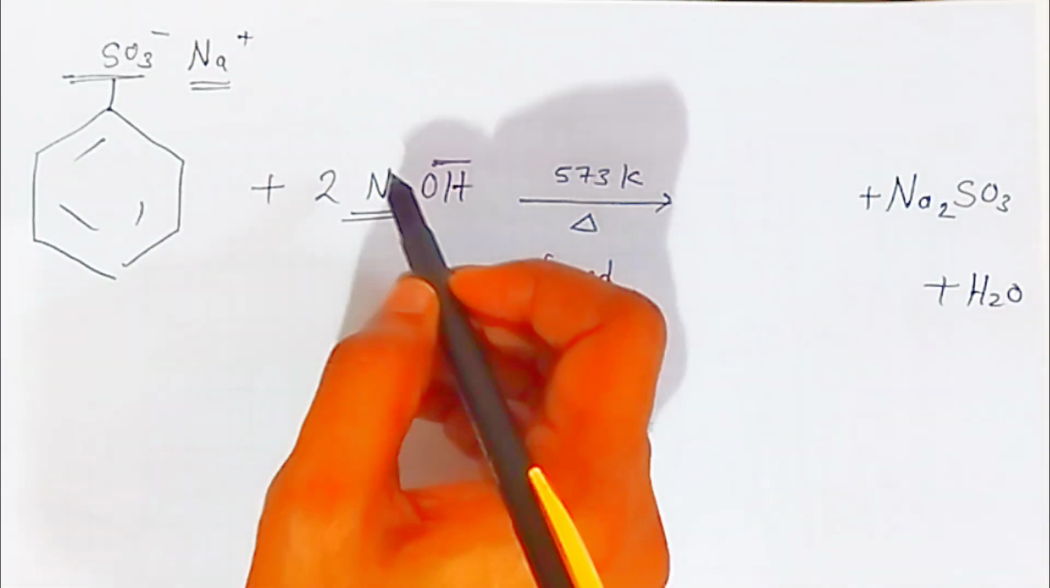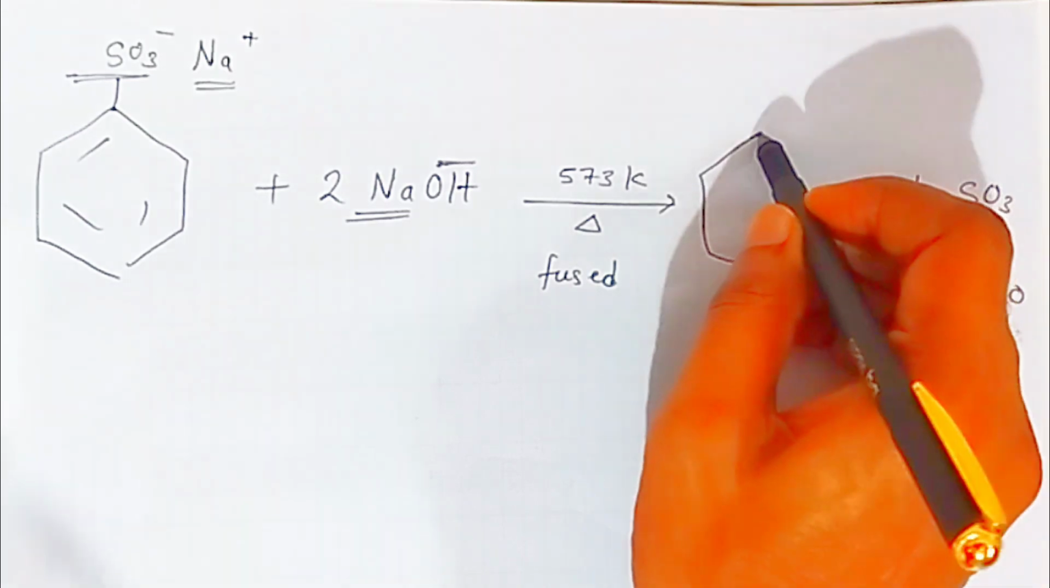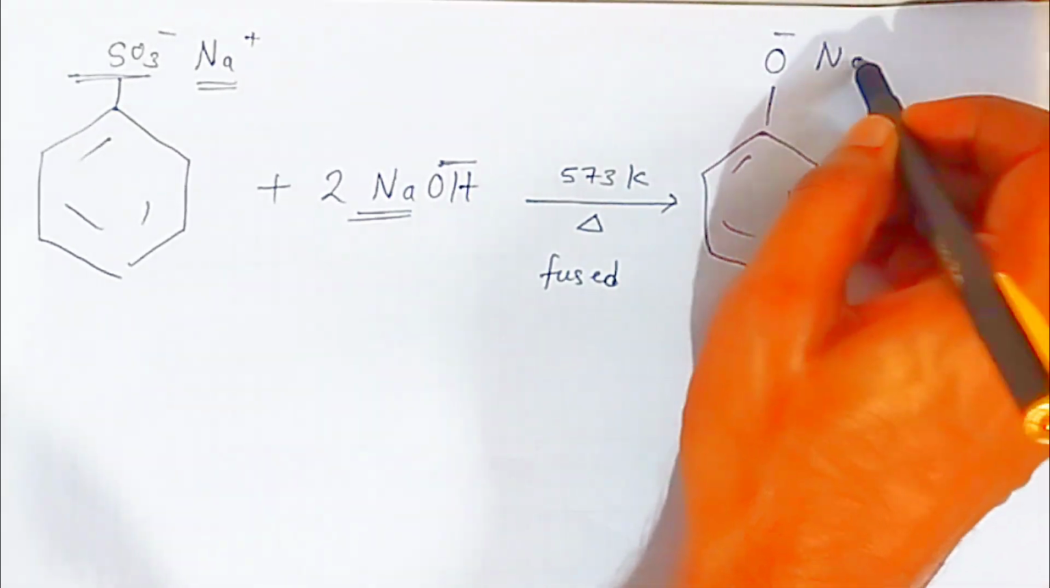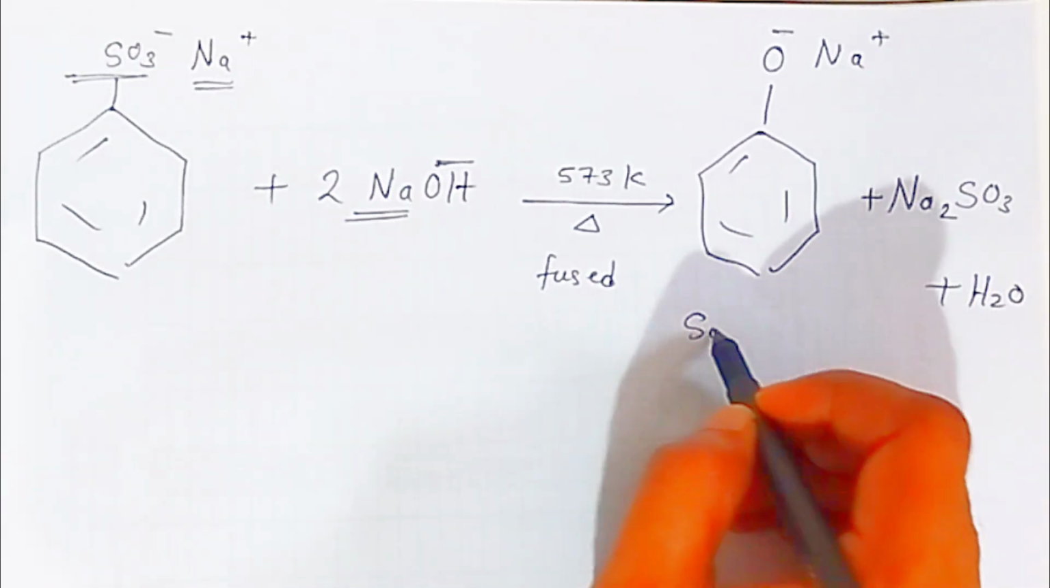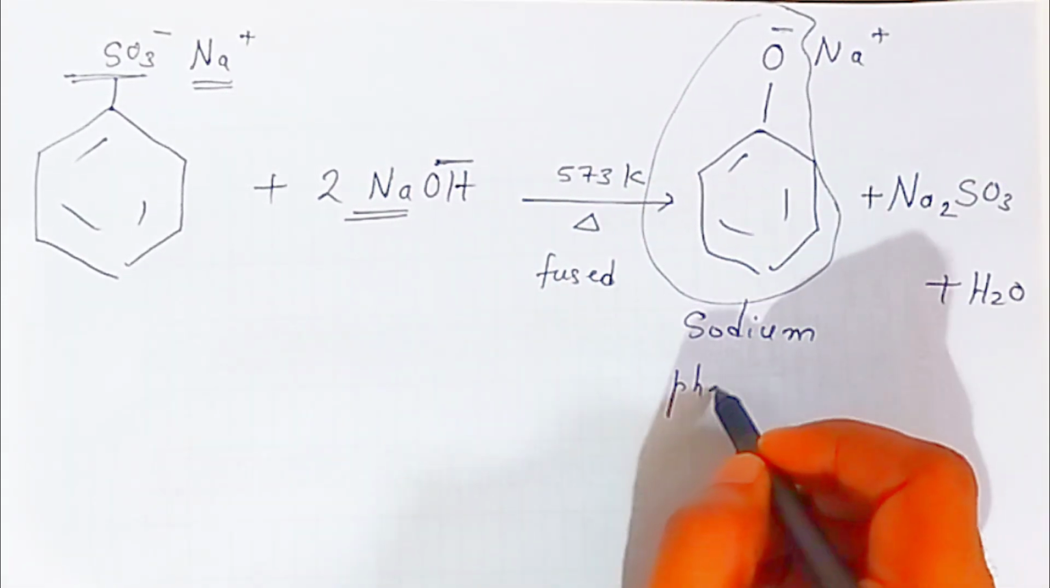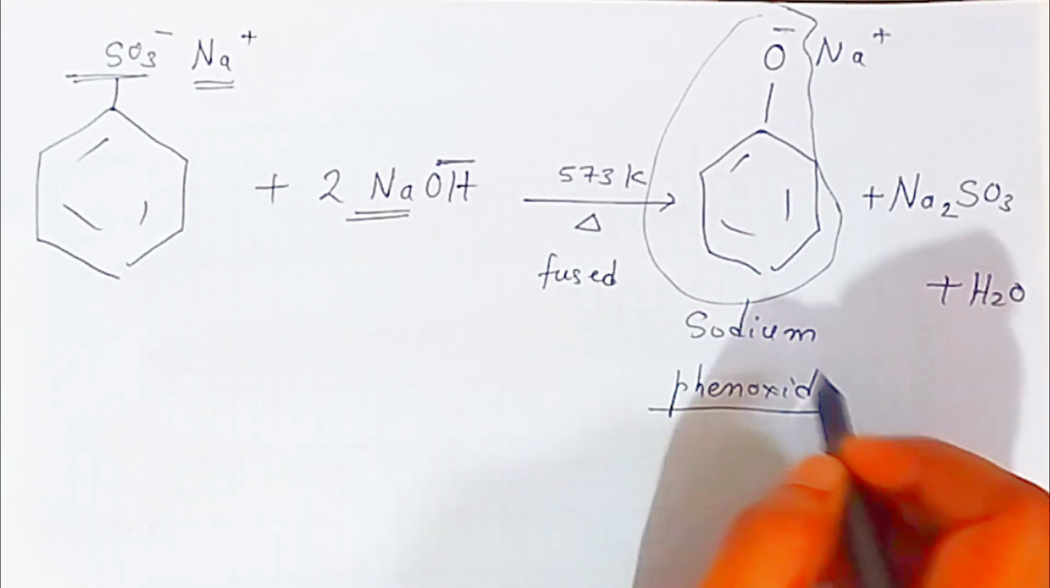Now what is remaining? Only one sodium is remaining, students. Now it will form sodium phenoxide like this. So the oxygen will be negative and sodium will be positive. There is a formation of sodium phenoxide. This is the phenoxide, students. Again you have got the salt, that is sodium phenoxide.